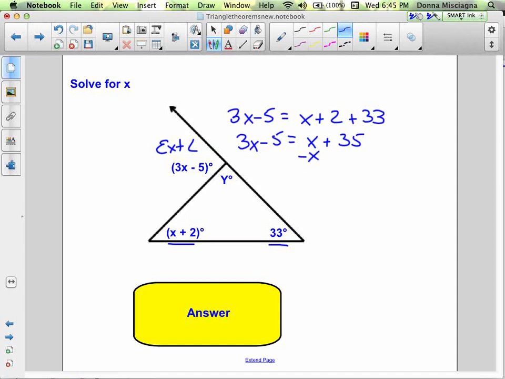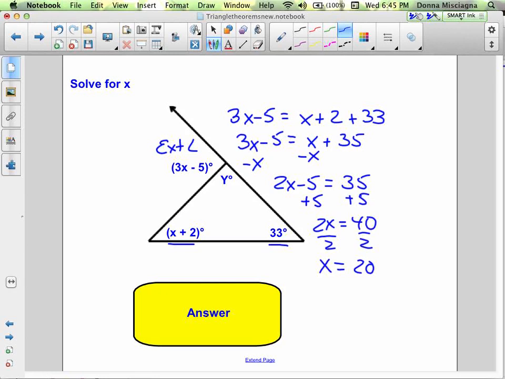We'll subtract x from both sides. So we have 2x minus 5 equals 35, and then we'll add 5 to both sides. So 2x is equal to 40, and if we divide both sides by 2, x is equal to 20.